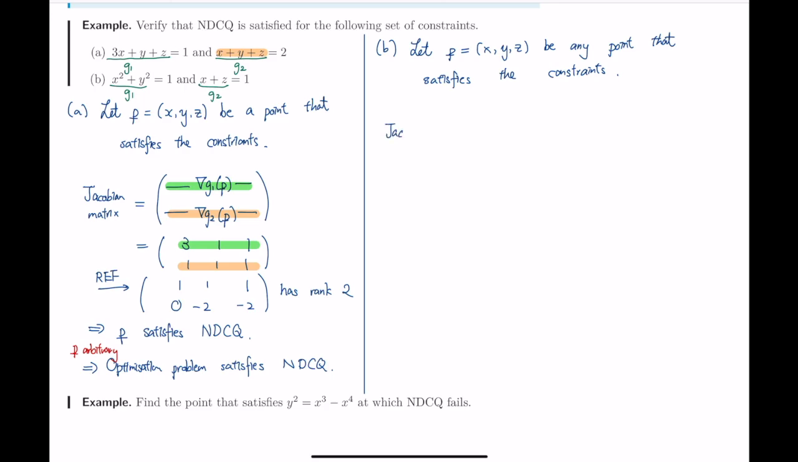So the Jacobian matrix in this case, okay, the first row comes from taking the gradient of the first constraint function. So G1, when you take the gradient, you get 2x, 2y, and 0. So this is the gradient of G1 at point P. Okay? And then the second row comes from taking the gradient of G2. The gradient of G2 is 1, 0, 1.